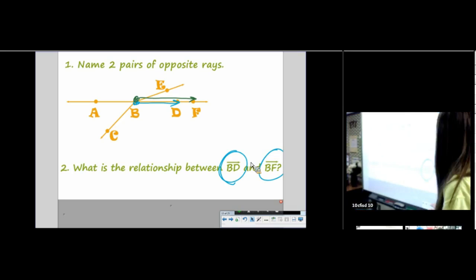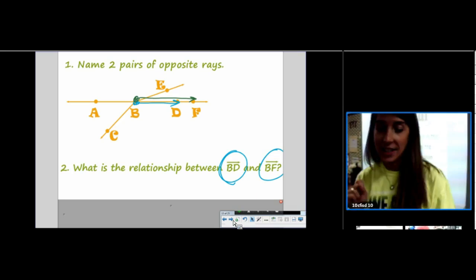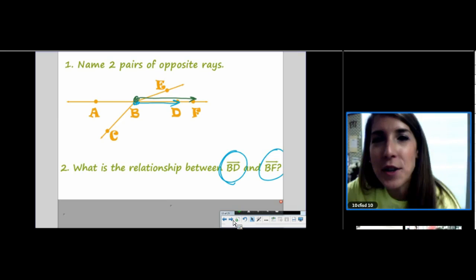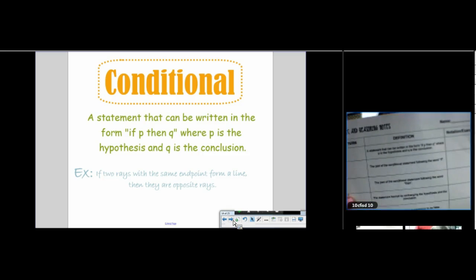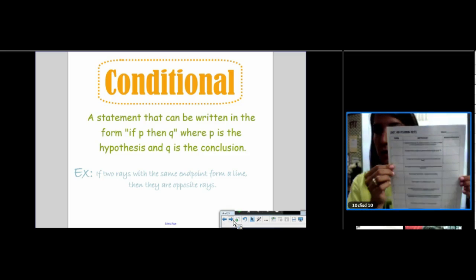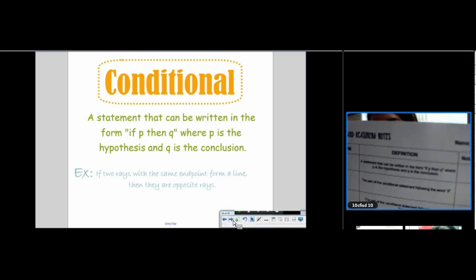Okay, now we're going to get into today's lesson. That was kind of leftover vocabulary that we hadn't hit yet. Now we're in today's lesson. We're in the notes that say logic and reasoning notes. This is today's lesson.